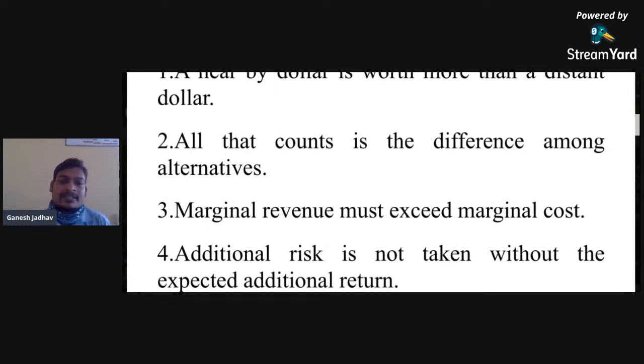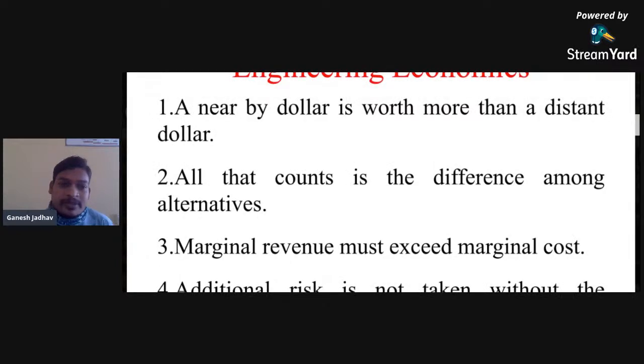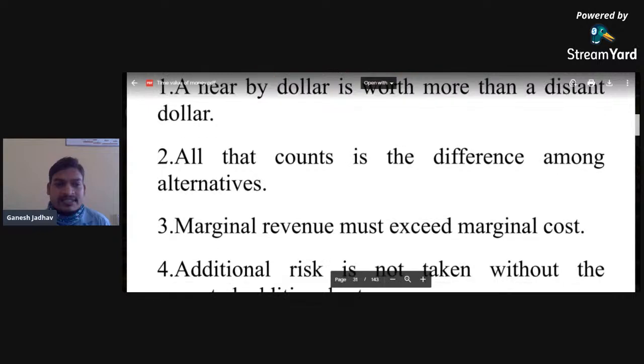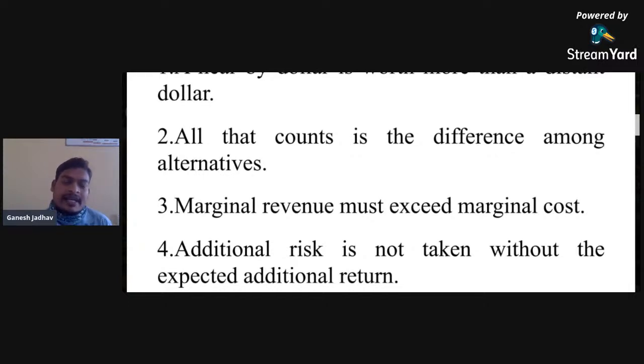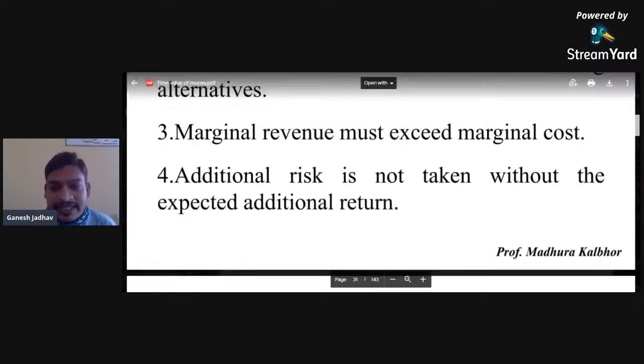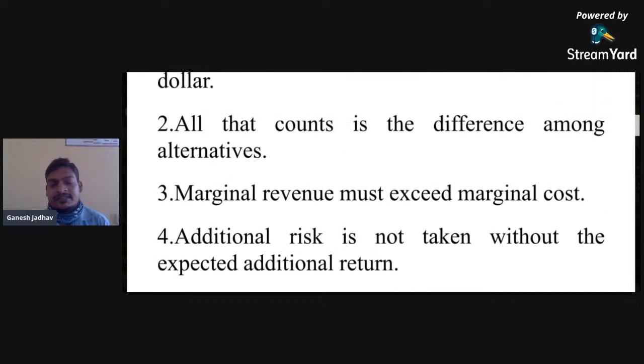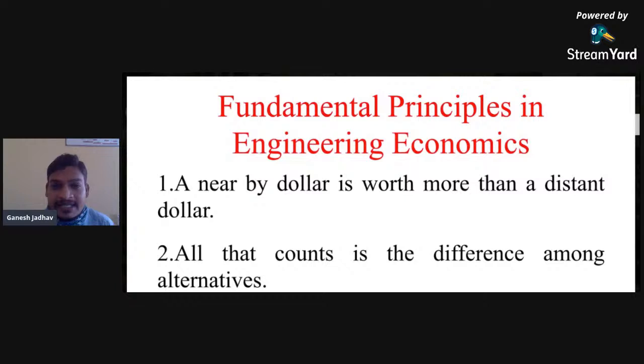What is your second principle? All that counts is the difference among the alternatives. So all that counts are the differences among the alternatives. The third one is that marginal revenue must exceed marginal cost. And the fourth one is that additional risk is not taken without an expected additional return. So these are the four important fundamental principles in engineering economics.